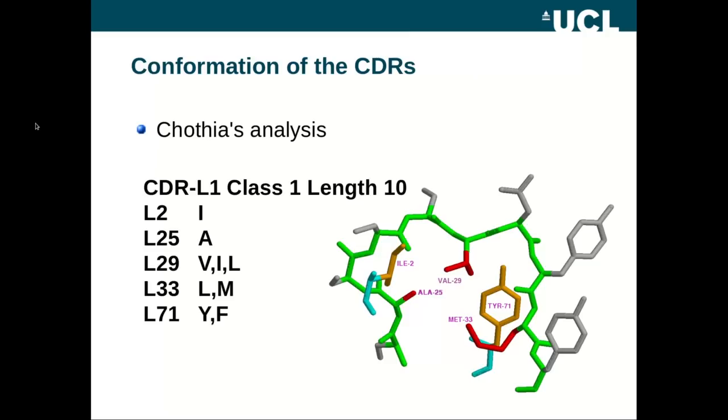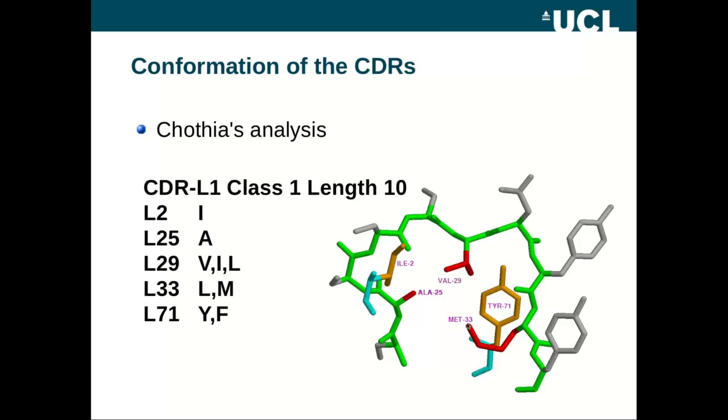You don't have to have exactly the same amino acid, and that's shown here, where to get this particular class 1, as we call it, conformation for a 10 residue loop, this framework position L2 here has to be an isoleucine. The other framework position 71 here, as it says here, can be tyrosine or phenylalanine. Position 25 needs to be an alanine. 29 here can be valine, isoleucine or leucine, and 33 can be leucine or methionine.